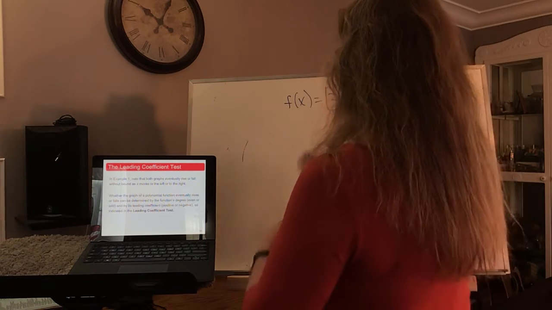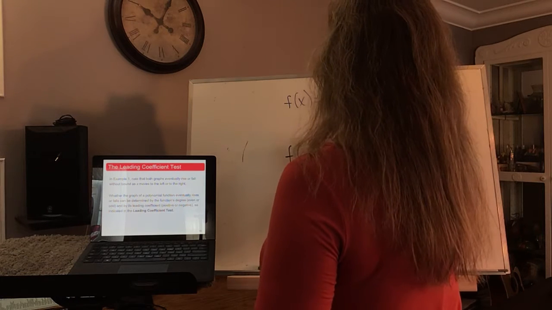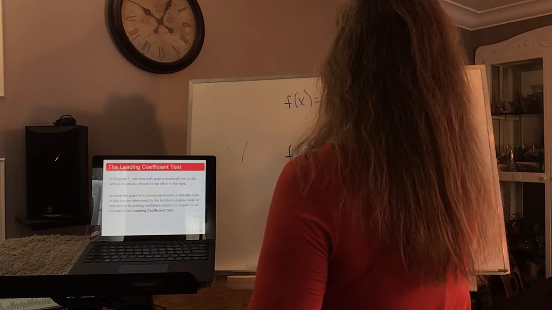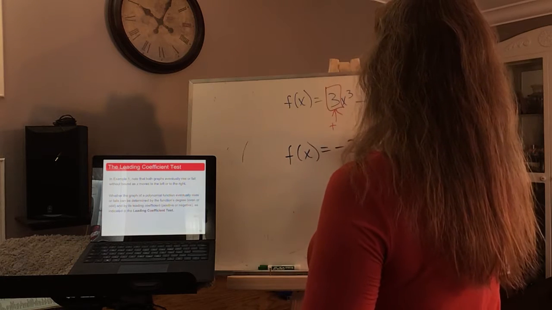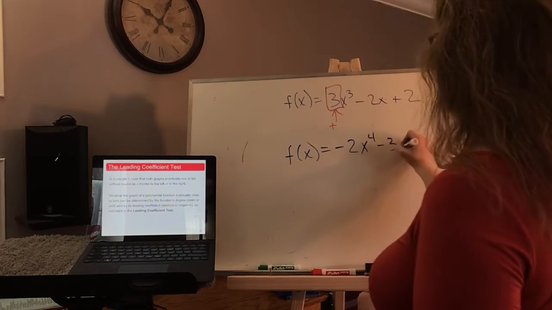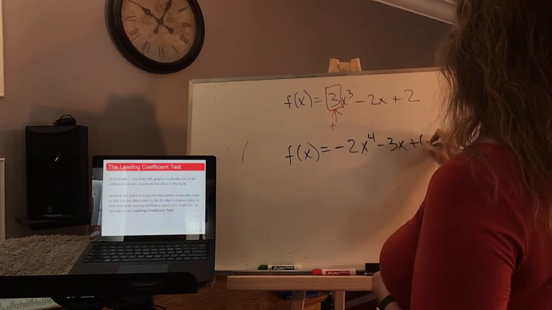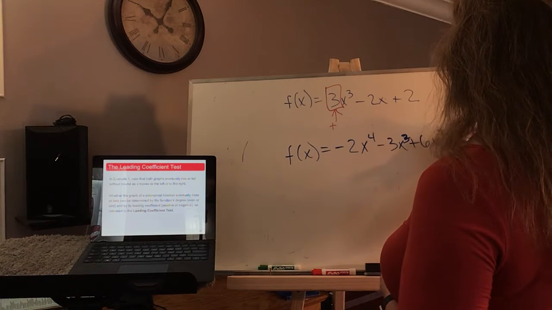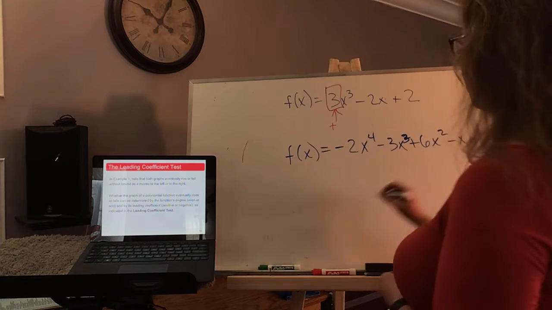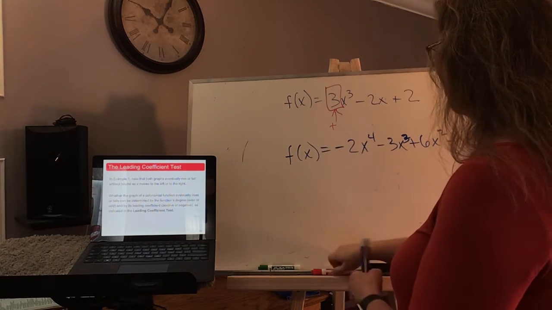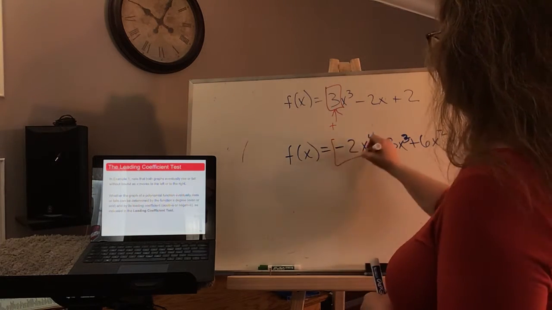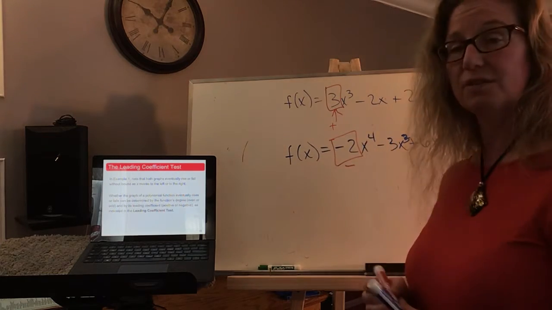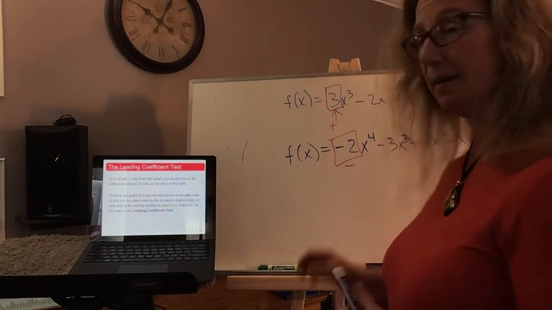If I had f of x equals negative 2x to the fourth minus 3x plus 6. Oops, let's put a cube on that. Negative 2x cubed plus 6x squared minus x plus 1. My leading coefficient is this negative 2. And I notice that's negative. So that tells me what's going to happen with the ends.